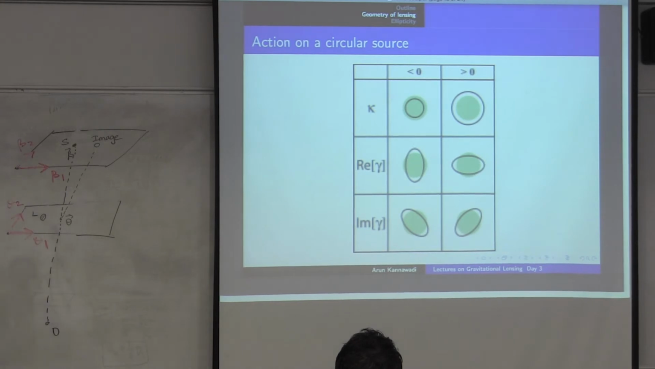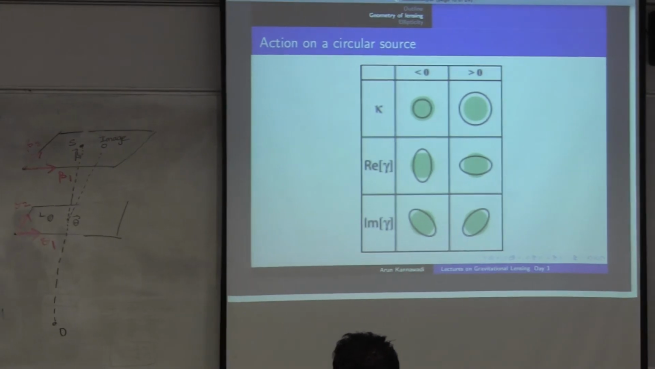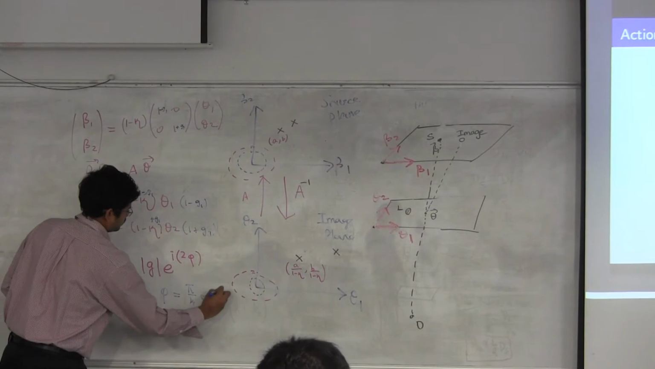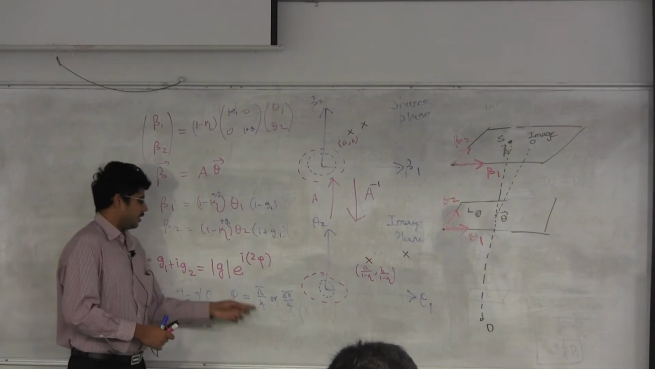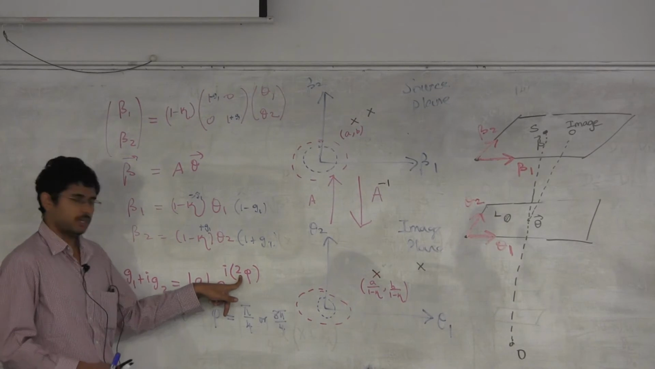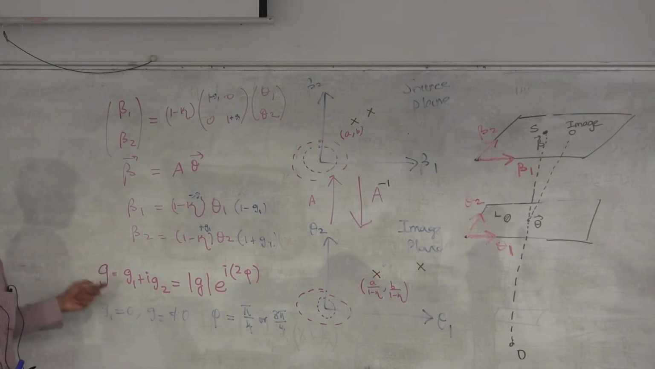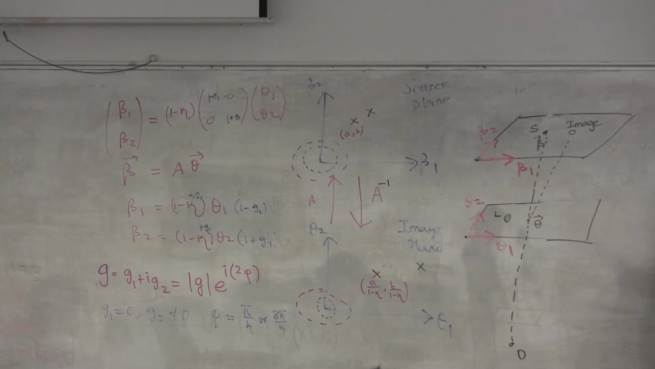G1 0 and G2 not 0 will correspond to phi being pi by 4 or 3 pi by 4. So when you have phi being pi by 4, then you have e power i pi by 2 here. So that's exactly i, which means you only have the imaginary part and no real part. And that means the stretching happens along the diagonal directions.